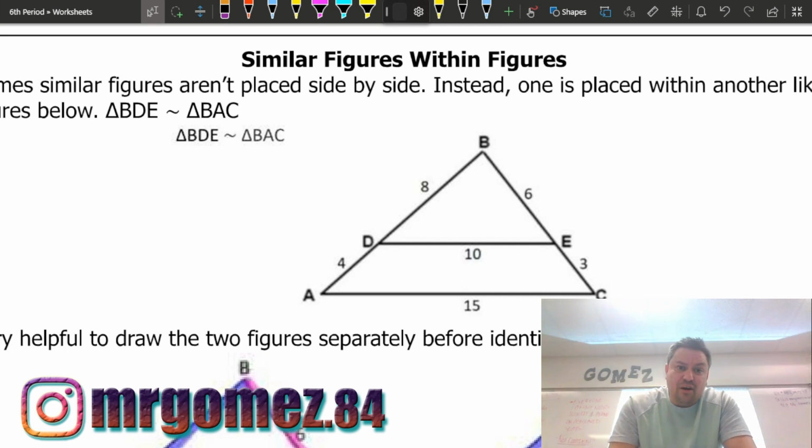And today, part 2, we're going to keep talking about similar figures. If you haven't seen the other video, I'll leave it up for you over here. Make sure you check it out.